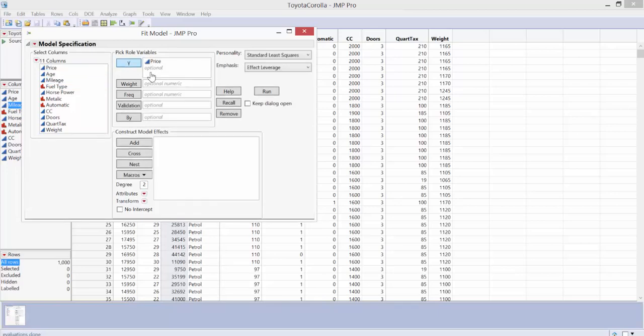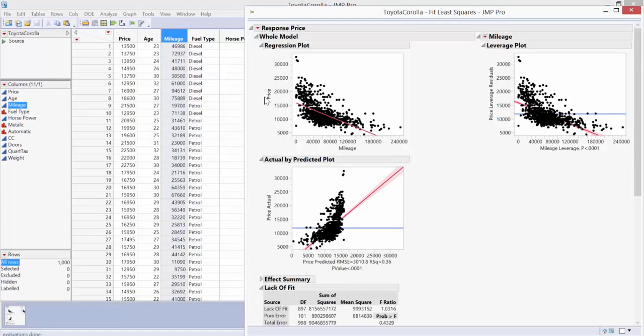If I have a target variable, I'm dealing with a supervised learning tool. So therefore, regression analysis is a supervised machine learning technique. Okay, and I'm going to add mileage into the list of effects. Then I click the Run button, and here is my output.